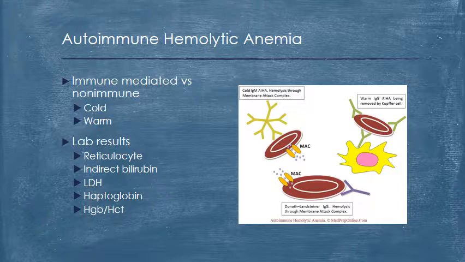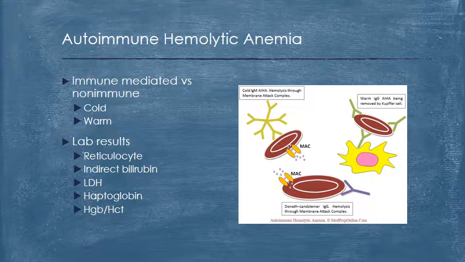Okay, once we have the positive DAT and once we have evidence of hemolysis, we have to be able to establish that the destruction that's occurring is definitely caused by the immune system. And so the things that we're going to look at in the lab, the results that we're going to look at, a reticulocyte count.